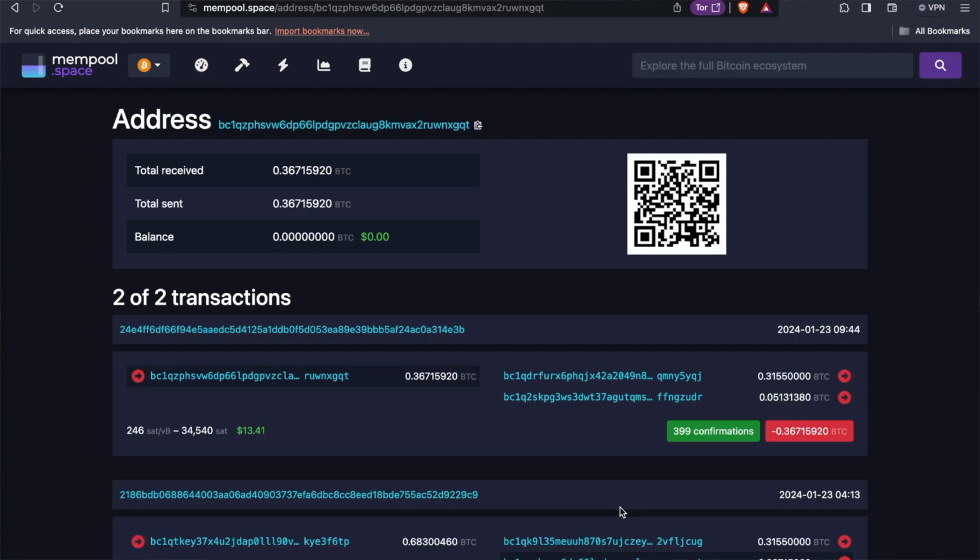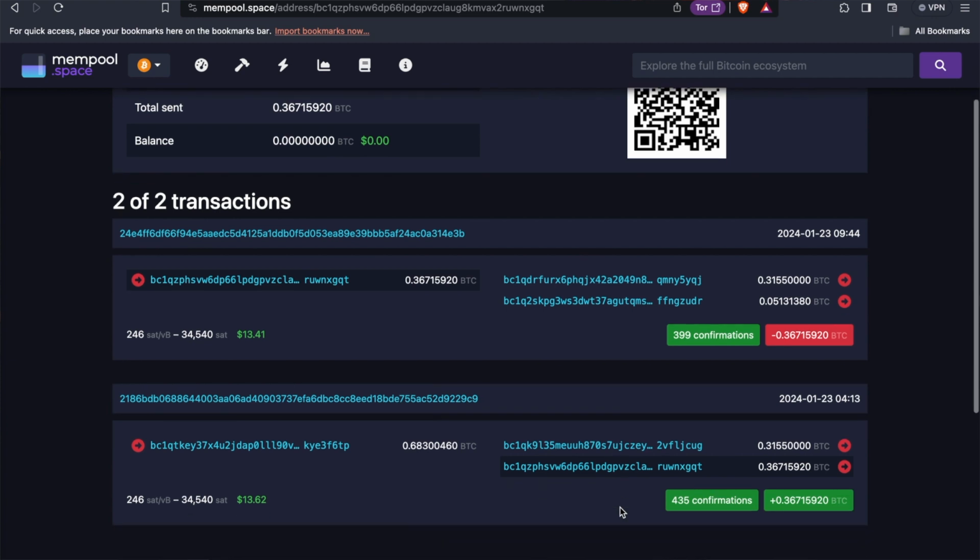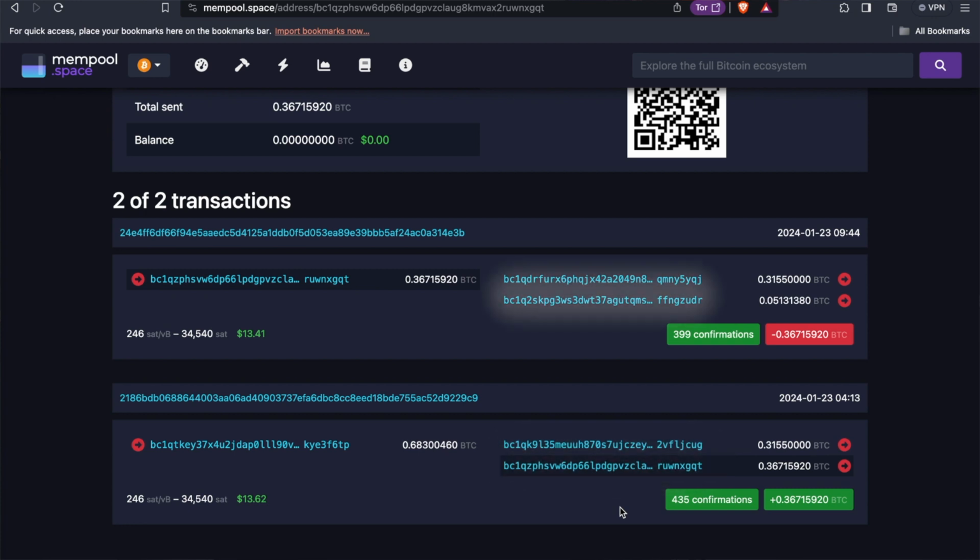When you search for an address, this is what you'll see. Here you can see the address and the respective QR code, the amount of Bitcoins it received, the amount spent, their current balance, and all of that information. Below, you'll find all transactions linked to this address. For this address, there are two transactions, one incoming and one outgoing. Output addresses are listed on the right, input addresses are listed on the left.